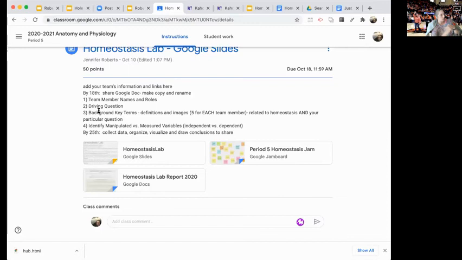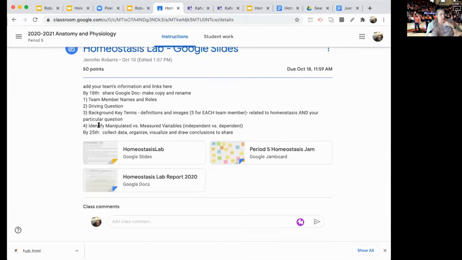Number three, some of you I know already did this because I checked off at least 5 or 6 of you on background of key terms. So you're going to pick 5 key terms or concepts that have to do with your topic and homeostasis per team member. So everyone's doing their own 5 concepts with definitions and images. So you're going to relate those and put them in your background section. I'll show you where that is in a second.